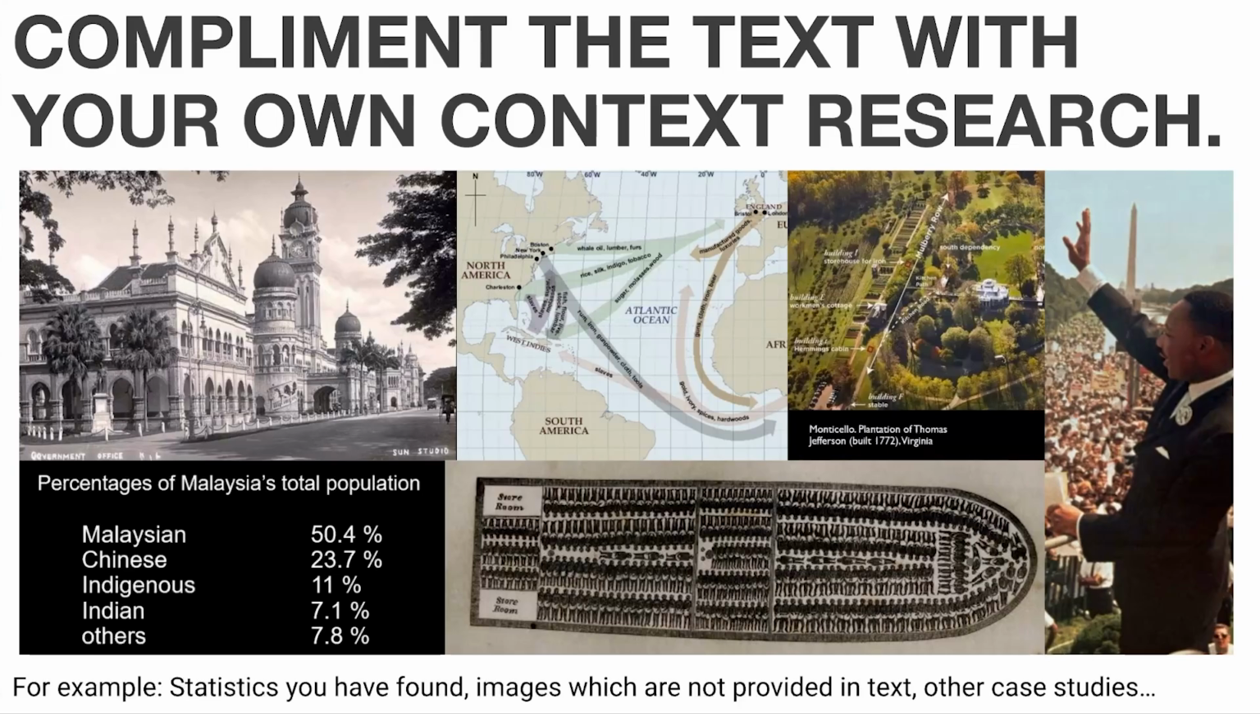So here we have a selection of different images, and you can see there are diagrams, there are primary sources, there are statistics, there are photographs which are pulled from the text itself, and other kinds of contextualizing images like maps, diagrams, and aerial photographs.